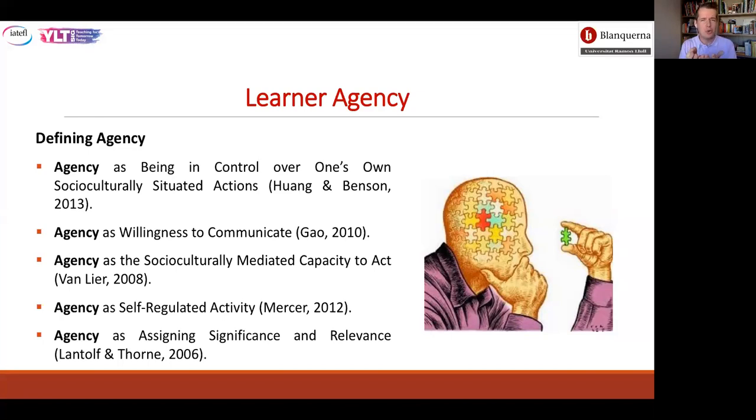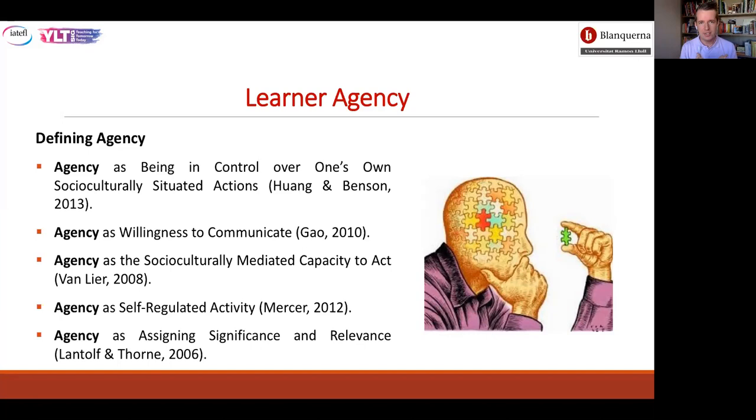Now, Sarah Mercer agrees that there is this influence of our social relationships and the culture, but at the same time she mentions that agency goes further than that and describes it as self-regulated activity, meaning that our actions are not only influenced by social relationships and the culture, but at the same time by the emotions that we experience, by the belief we have in ourselves to make a difference when speaking in a foreign language, our motives, and of course what we know about the foreign language and its use in context. This also implies, as Lantolf and Thorne explain, that agency includes assigning significance and relevance to aspects, because that is what triggers our behavior, our way of expressing our agency.